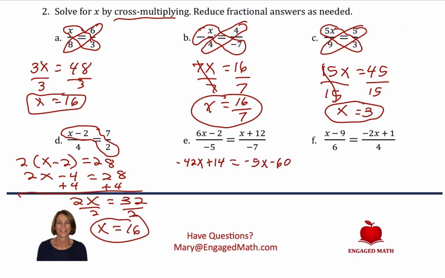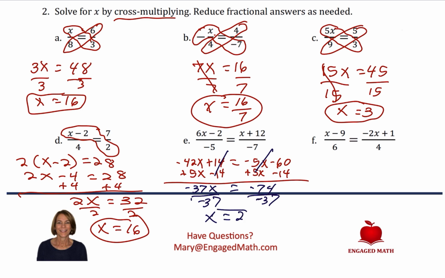All right, at this point, I'm going to add 5x to both sides, just to get the x's on the left side, which is just my preference, but you could do it either way. And then I'm going to subtract 14 from both sides, so the 14 will go to the other side as a negative 14. So I'm going to change the color just so you can see this. The 14s cancel, the 5x's cancel. So negative 42x plus 5x gives us a negative 37x. That's on the left, and on the right, we have a negative 74. Now we divide both sides by negative 37, and we get x equals a positive 2.